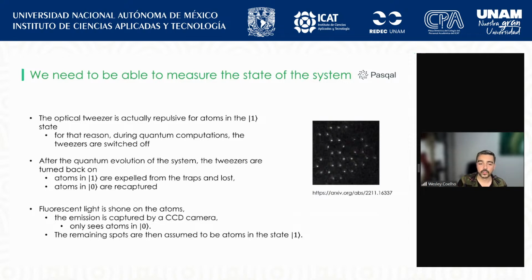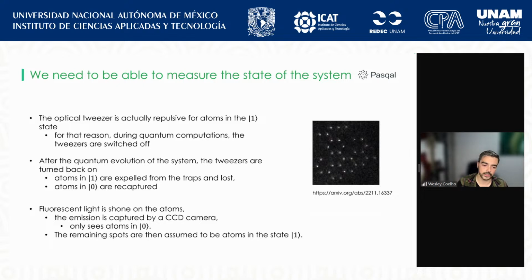And finally, how we measure the system is literally taking photos of the system. Once the atoms are trapped, we just switch off the traps and the atoms are in free fall. And then we do the operation, shine lasers on them to evolve the system. And then we switch the tweezers back on. Excited atoms don't like to be trapped and they just go away. And the non-excited atoms will be trapped again.